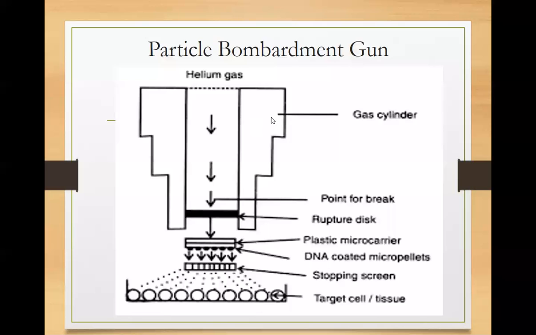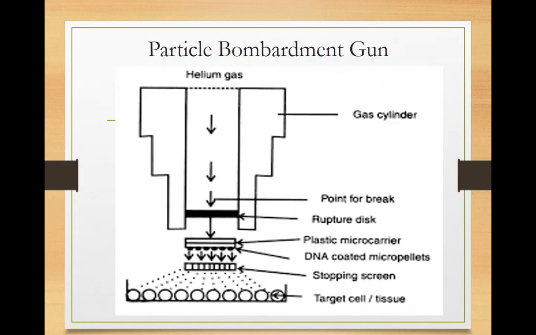What are the components of this assembly, the particle bombardment gun? There is a chamber, and this is connected to an outlet so that a vacuum can be created. Helium gas is flown inside the chamber. There is a rupture disc and a microcarrier assembly on which the microprojectiles are present. What are these microprojectiles? The tungsten particles coated with DNA are present on this microcarrier assembly, and there is also a stopping screen between this microcarrier assembly and the target cells. It allows the passage of these microprojectiles to hit the target cells that are to be transformed. And this stopping screen is to control the speed of these microprojectiles before the DNA is delivered into the target cells.